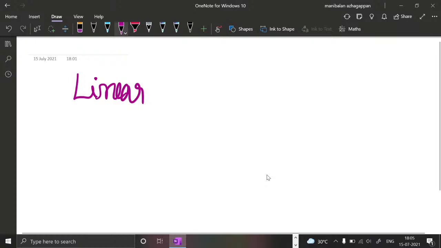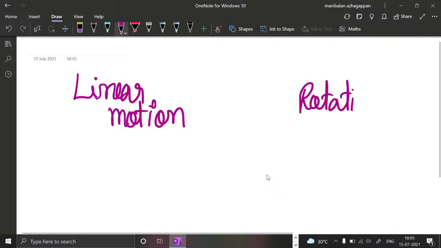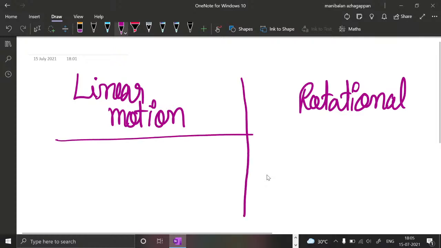First we'll take linear motion. Each and everything we are going to discuss. Linear motion on one side, and the other side is rotational motion. Then we are going to see gravitation and electrostatics comparison, and also magnetism and electrostatics comparison. One side is linear motion, the other is rotational motion. Both we are going to have a full comparison.